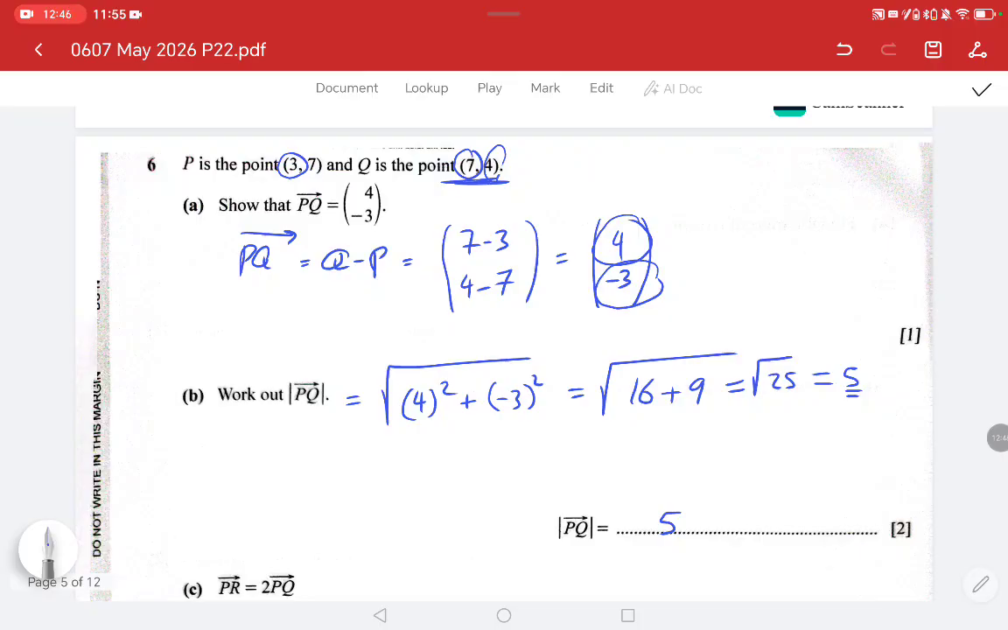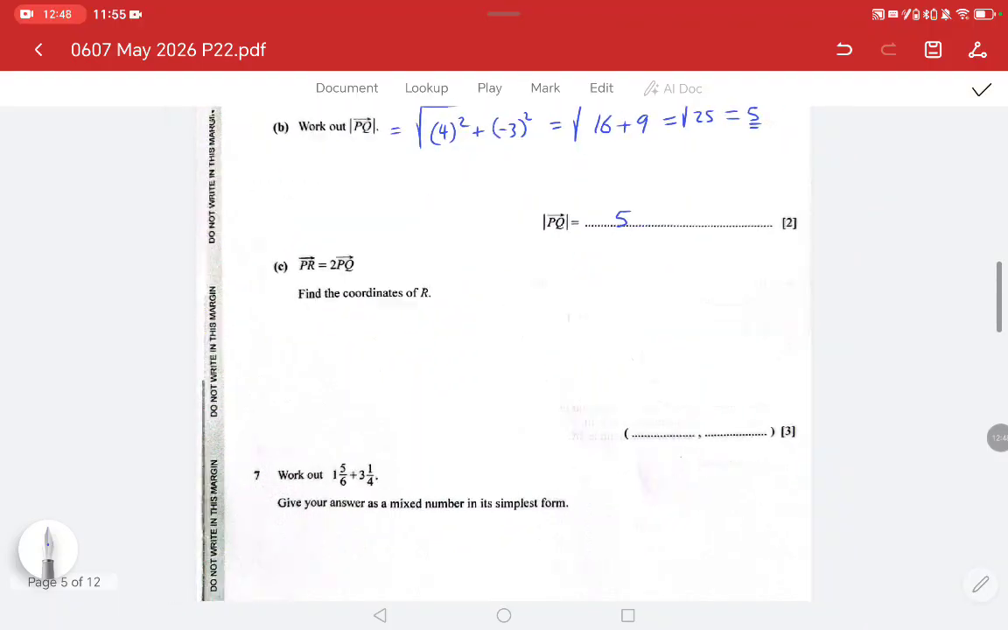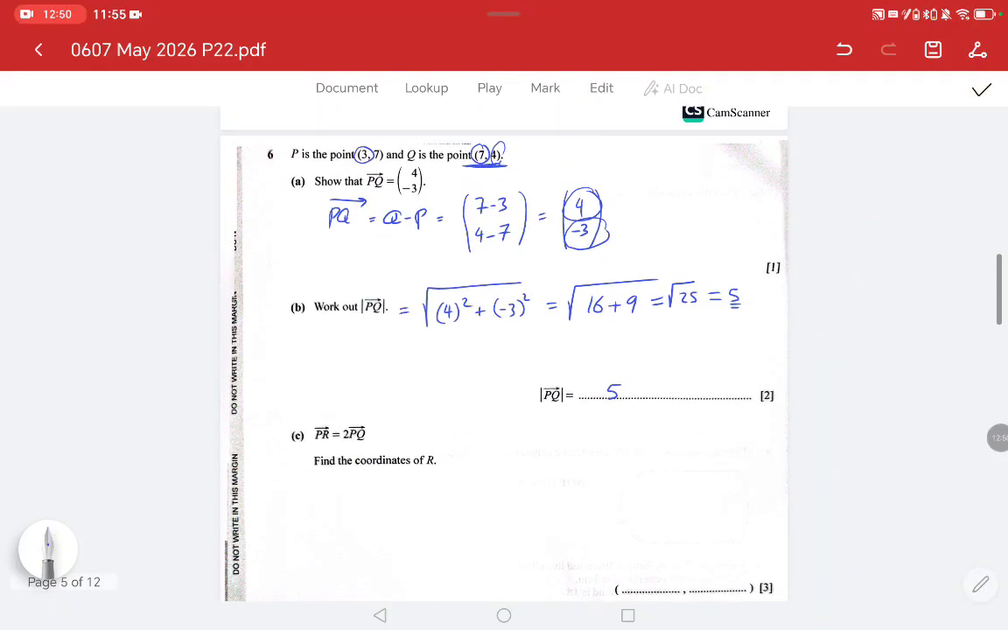Next one, PR is 2 PQ. Find the value of R. Let's first see what PQ is. So 2 of PQ, 2 times (4, -3). So it will be now 8. 2 times 4 is 8. 2 times negative 3 is negative 6. So now PR equals (8, -6).